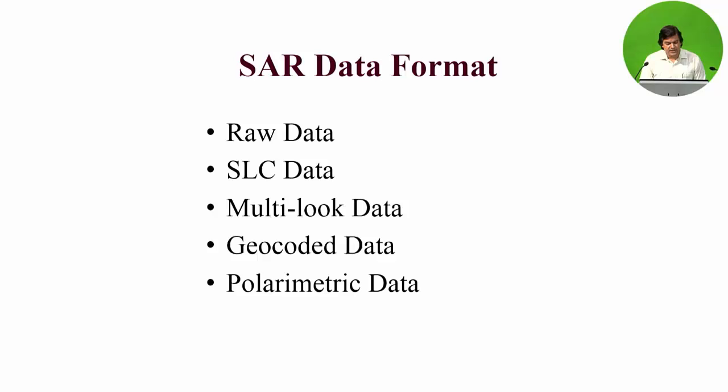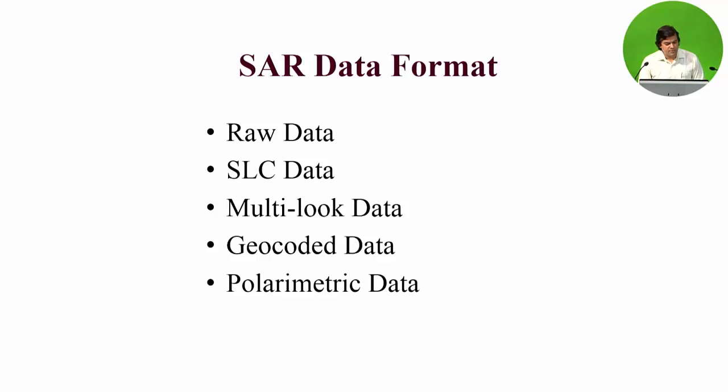Now when we try to visualize the raw data, we will not be able to visualize any object. Why? Because raw data is simply the collection of the different responses of the electromagnetic wave or signals. From the raw data, there is a requirement of different types of processing steps like range compression and azimuth compression. After doing those compressions, the first product generated is known as the single look complex data set.